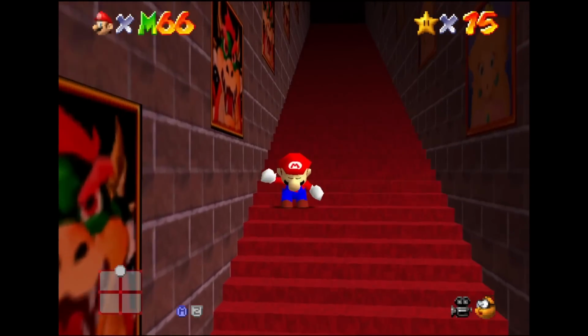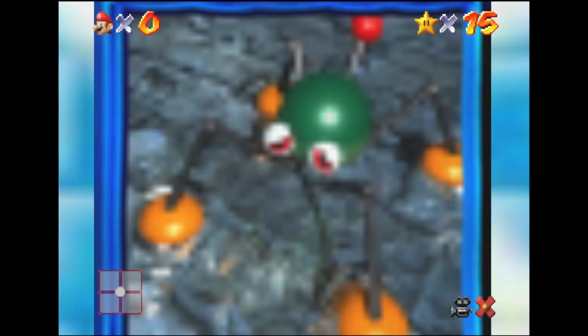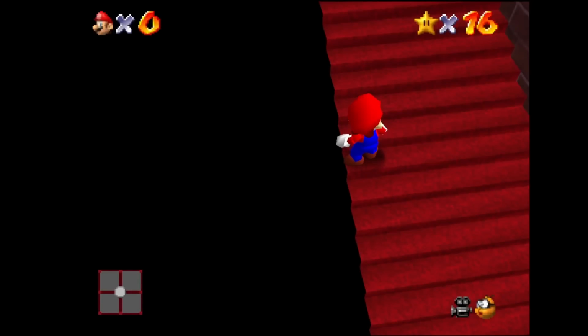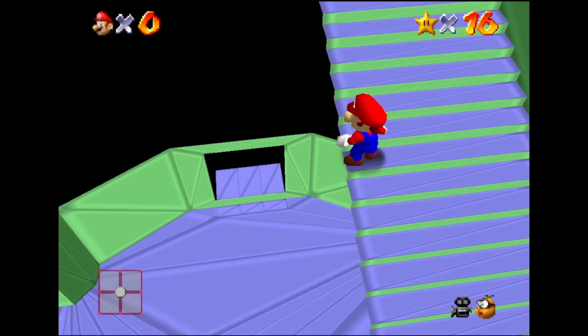If this happens to you, you're bad at the game. You clipped through this left wall and ended up down there in the wet dry world painting. Just don't angle your long jumps to the left.